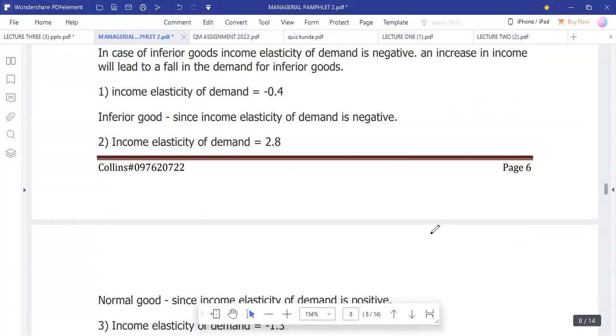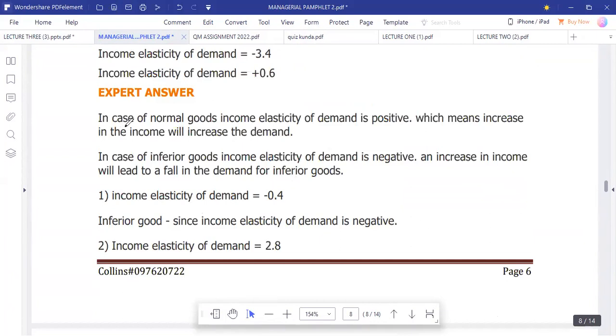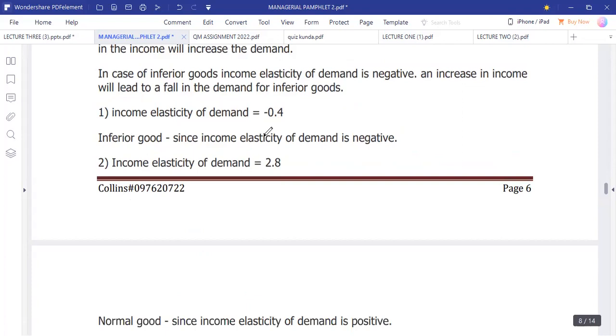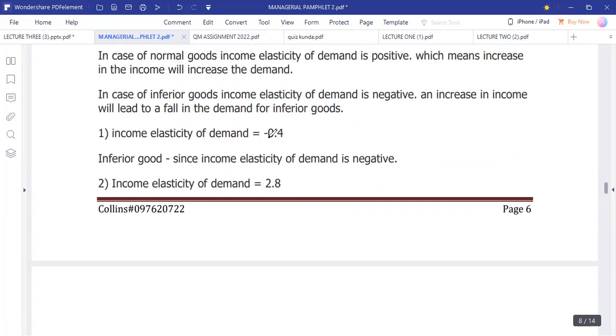elasticity too. So here's a question to say, in the case of a normal good, income elasticity of demand is positive, which means an increase in income will increase demand. In the case of an inferior good, income elasticity is negative. An increase in income will lead to a fall in the demand of inferior goods. So if our income elasticity of demand is negative 0.4, that is an inferior good since it is negative.